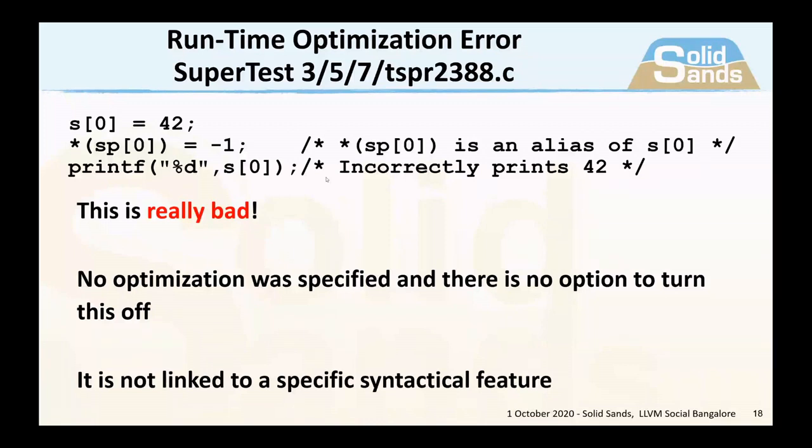And another issue here is that it is not linked to a specific syntactical feature. The compiler simply fails to do the alias analysis correctly. So there was also no real way to work around this, because it is not a clear syntactical feature that is going wrong. It is just the compiler optimization that is going wrong. So in the end, we concluded that this compiler was simply not safe to be used in a functional safety project.